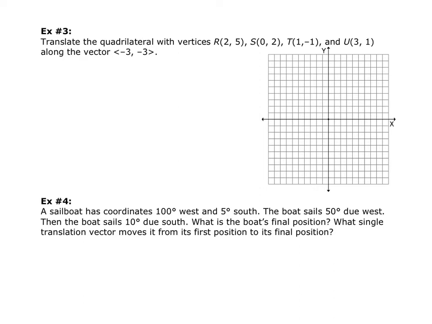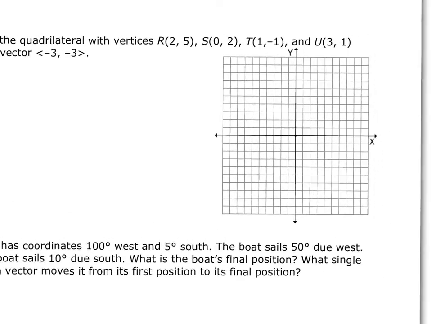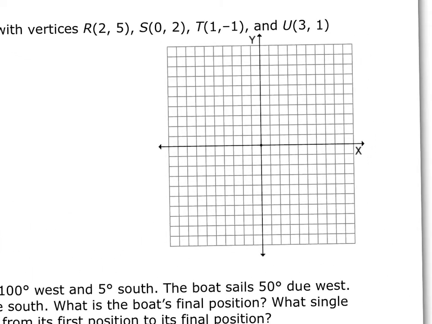It says, translate the quadrilateral with vertices 2, 5, 0, 2, 1, -1, and 3, 1. So let's go ahead and graph those points. And we have 2, 5, 1, 2, 3, 4, 5. We have 0, 2. We have 1, -1. And lastly, we have 3, 1.